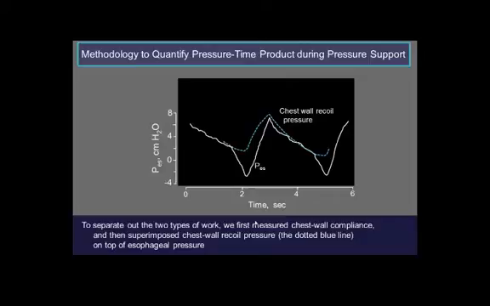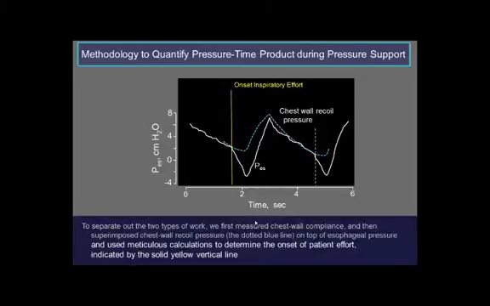When we calculate this in somebody on the ventilator using balloons, you have to separately measure the chest wall compliance, and you measure that during passive breathing. Then you calculate the chest wall compliance, and use that to calculate the superimposed chest wall recoil pressure, and you place that on top of the esophageal pressure. Furthermore, you have to be very careful in picking the precise onset of neural inspiratory time. You have to be able to find that.